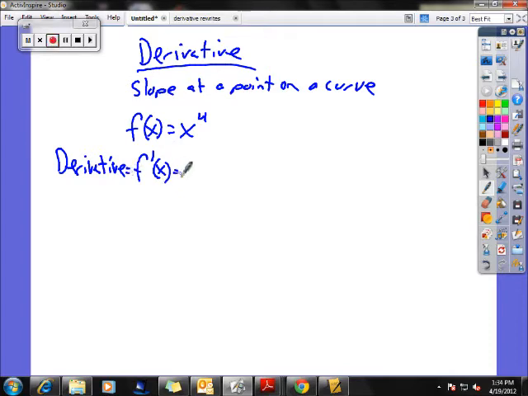Now, how you can do this without the limits is you take this exponent, this 4 right here, and you multiply that by this coefficient. What is this coefficient right now? That's 1, right? So you multiply that 4 times that 1 and you get 4. That's your new coefficient. You put the x there, and whatever this exponent was, it goes down by 1. And that is your derivative. That's simple. Yeah, that's it.